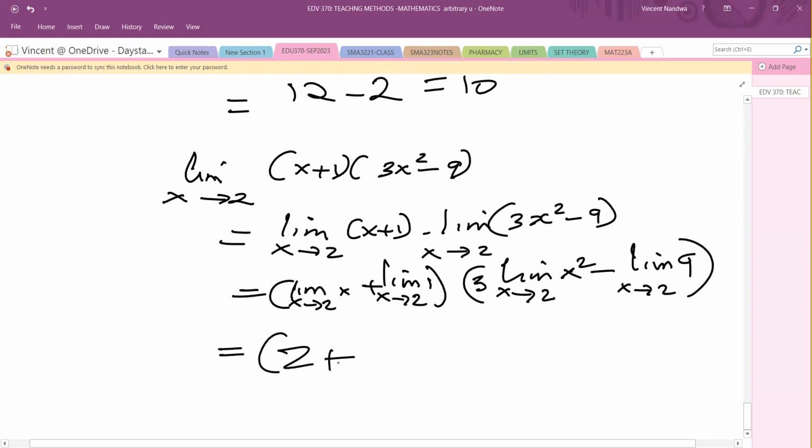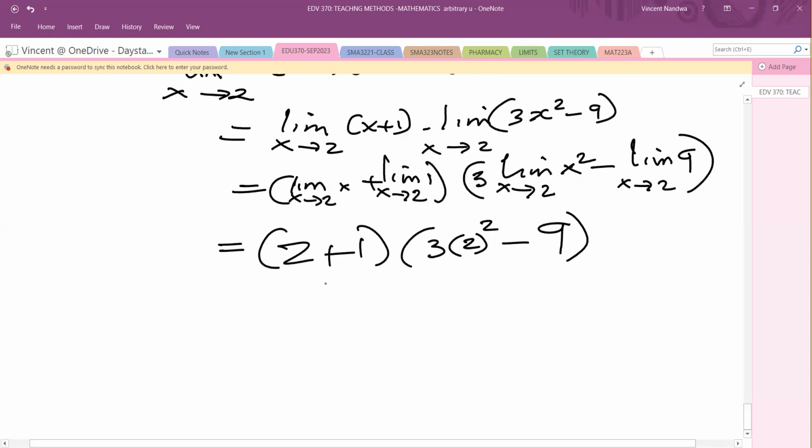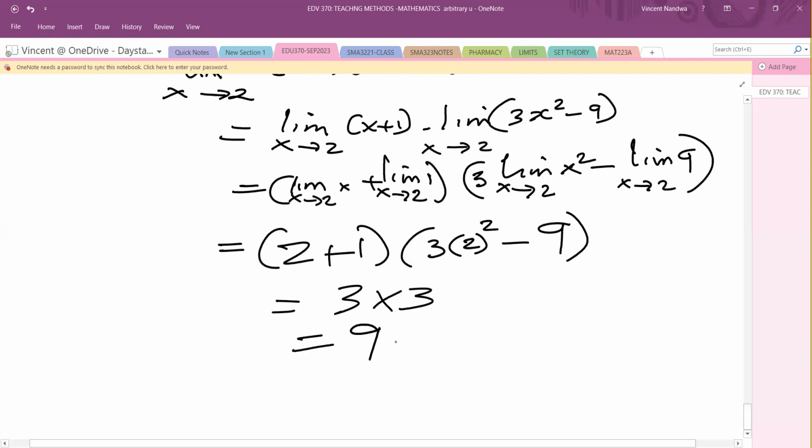2 plus 1 into x squared minus 9. Limit of a constant is the same constant, okay? Yeah. Now the first bracket, 2 plus 1, 3, and then 2 squared is 4. 4 times 3, 12 minus 9. Sure. 3. So that will give us 9, correct.